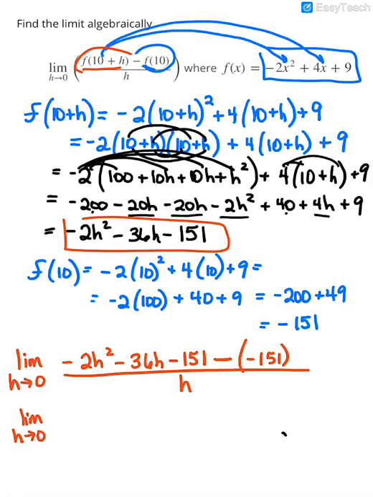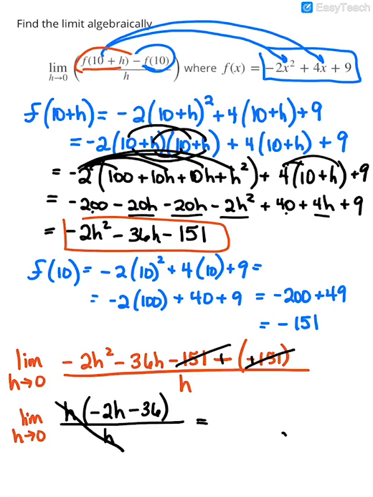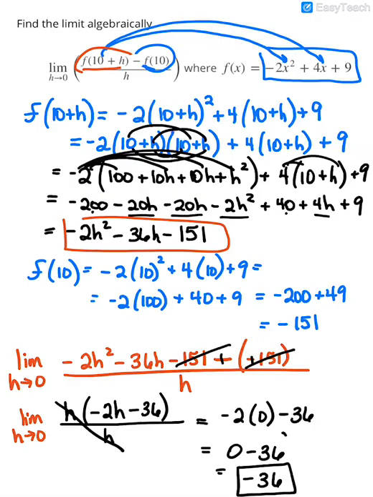As you can see here, what's going to happen when you subtract a negative, this actually becomes plus a positive, so those are going to zero out. And then I've got an h on top. Both terms have an h, so I'm going to factor it out, which leaves me with negative 2h minus 36 over h. So those h's cancel. And so now finally, the limit as h approaches 0, I can just plug in the 0 for my h. So negative 2 times 0 is 0, and 0 minus 36 would leave me with a value of negative 36.